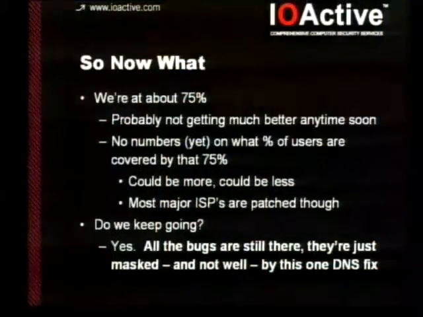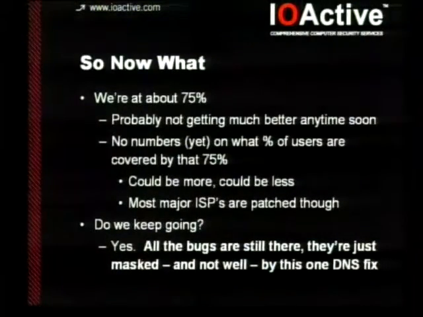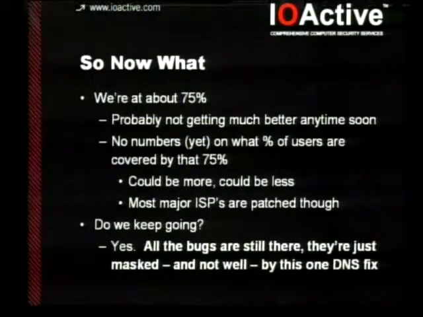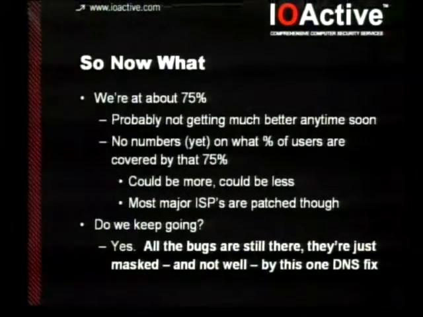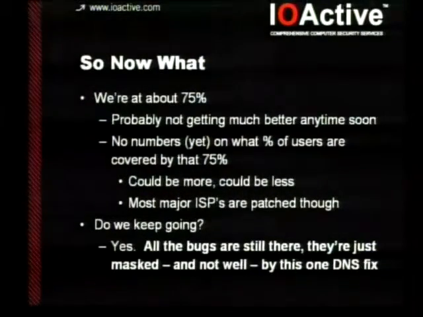So now what? What do we do now? Well, we're at about 75%. We're not getting better anytime soon. There are no numbers yet on what percentage of users are actually protected by the 75% of name servers. You could have all the users because of all the major ISPs, or you could have a few tiny name servers that have like 100,000 users behind them. We don't have measurement yet.